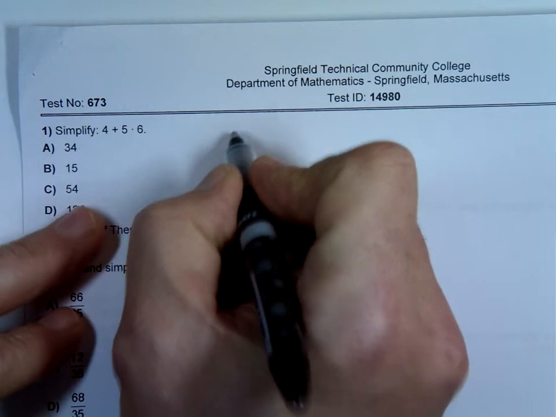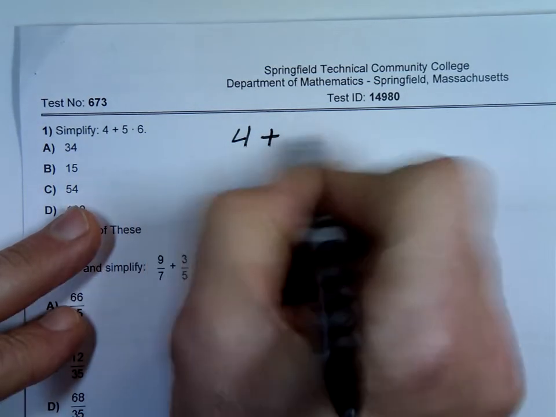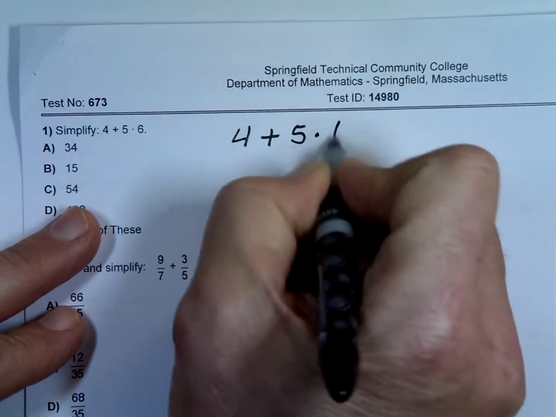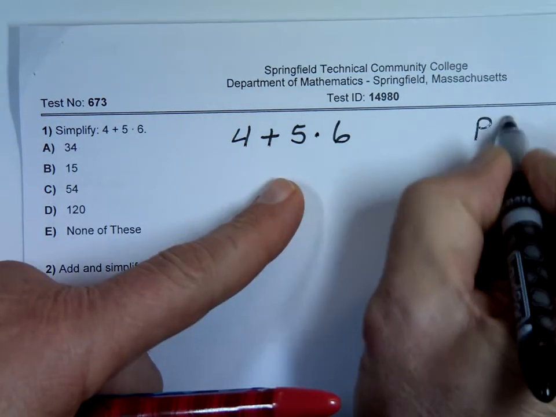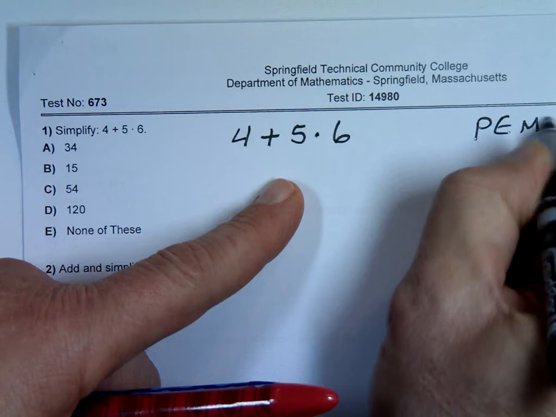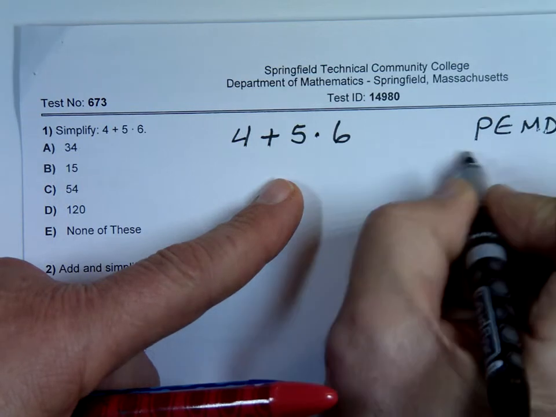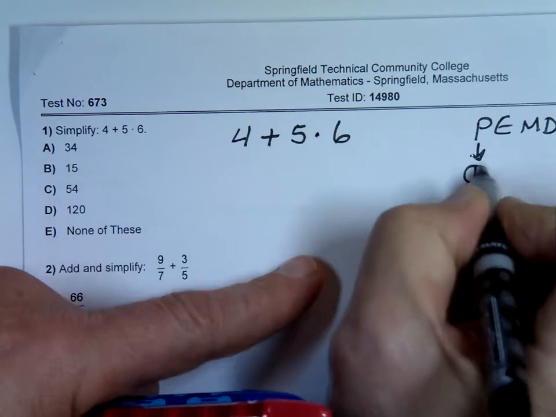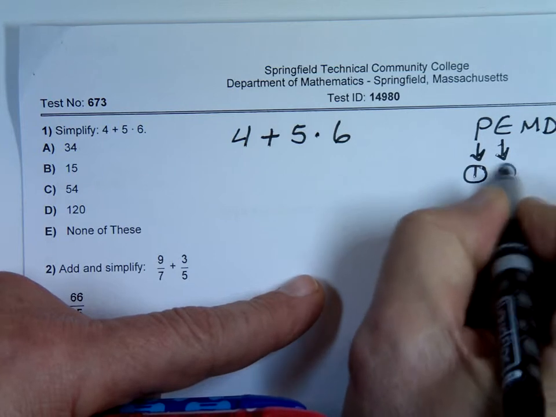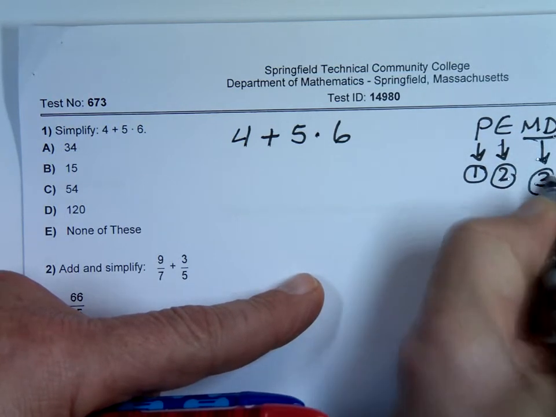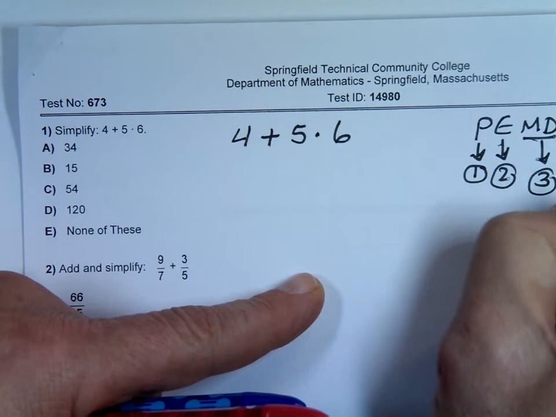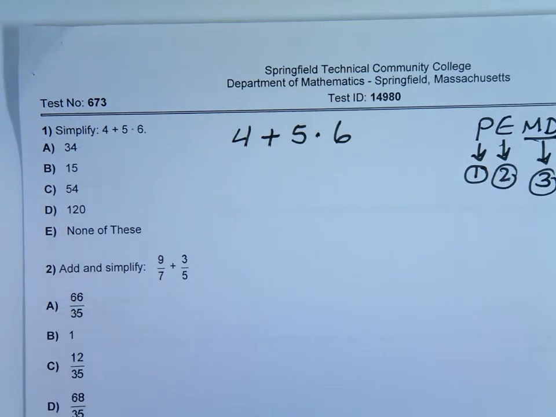Simplify 4 plus 5 times 6, the order of operation. Remember the order of operation? PEMDAS. Parentheses first, exponent second, multiplication, division third, we go left to right, addition, subtractions fourth, left to right.